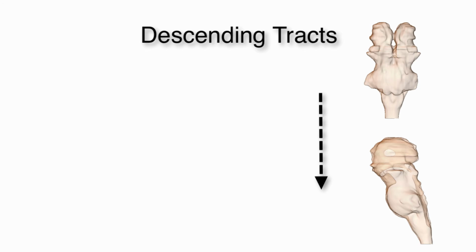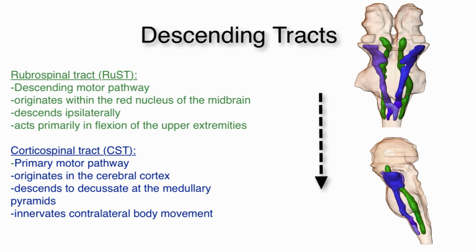Now for descending tracts. The rubrospinal tract is a descending motor pathway that originates within the red nucleus of the midbrain and descends ipsilaterally to act in flexion of the upper extremities. The corticospinal tract is a primary motor pathway that originates in the cerebral cortex and descends to decussate at the medullary pyramids, which innervates contralateral body movement.